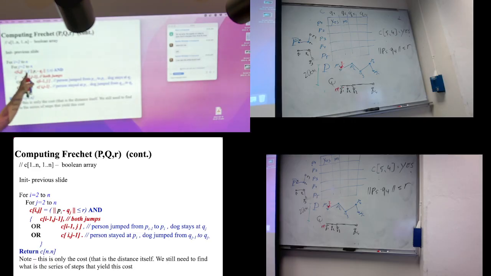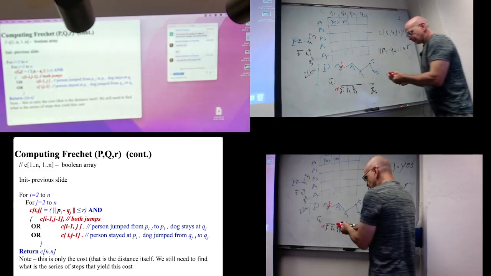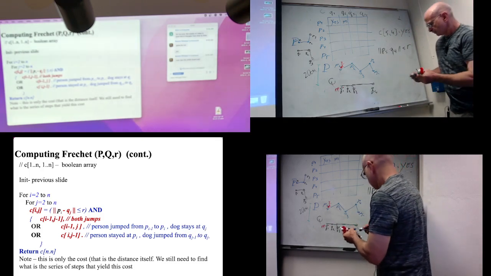So the first condition that I write in Cij is that I'm asking is Pi minus Qj smaller than R. If the distance between Pi and Qj is larger than R, then Cij must be false. But that's just a necessary condition. It's not sufficient. If the distance is less than R, then it still doesn't mean that Cij is yes. Agree? Let's think about this example.